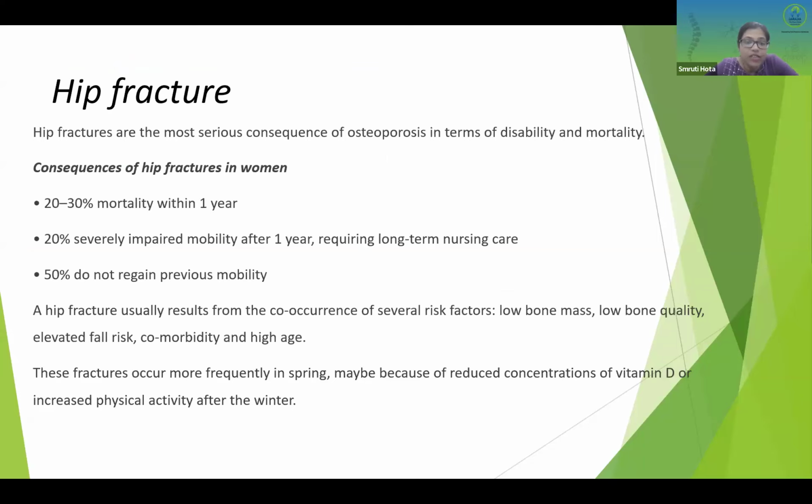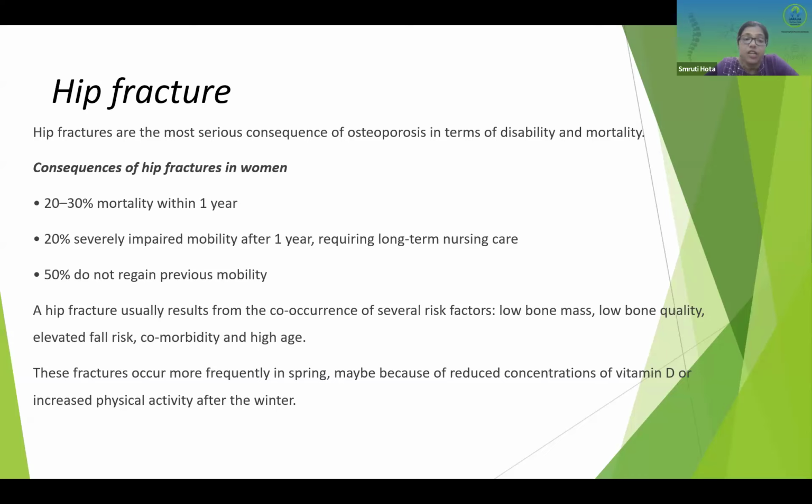Coming to the hip fracture, among all osteoporotic fractures, hip fracture is the most devastating. It will reduce the quality of life and reduce mobility. In females, 20 to 30% die within a year of hip fracture, and 20% are left with severe disability that requires long-term nursing care, and 50% never regain their previous level of mobility. This is not just a fracture, it is a life-altering event.